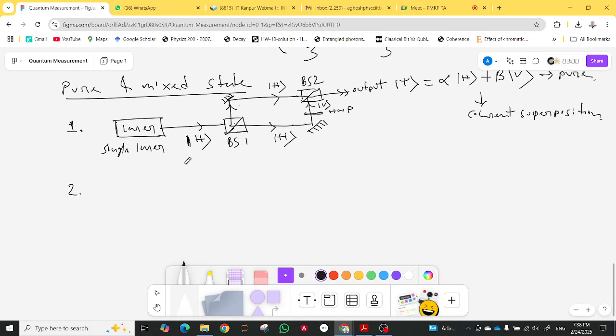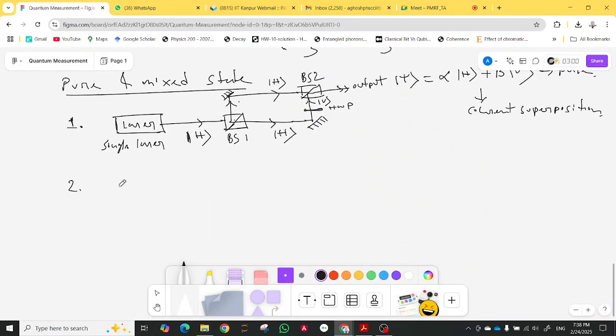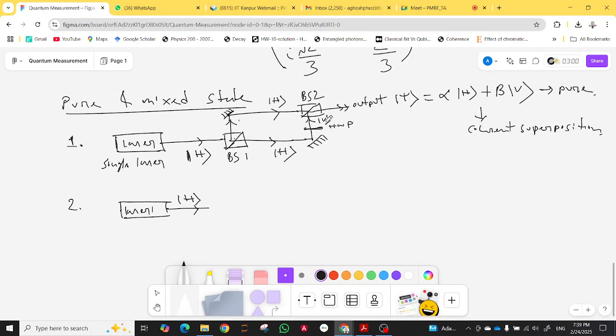Now the same thing you do with two lasers. Then you will understand what a mixed state is. Now instead of a single laser, you use two lasers. So this is your laser 1, which is giving you horizontally polarized photons. Ultimately you want to superpose the horizontal and vertical ones, right? The first case you are using a single laser, two beam splitters and one half wave plate to superpose the horizontally and vertically polarized photons at the output. And the output state you write as some superposition of horizontal and vertically polarized photons, right?